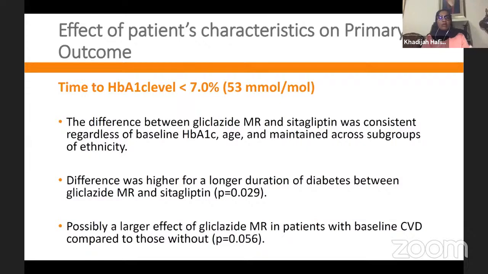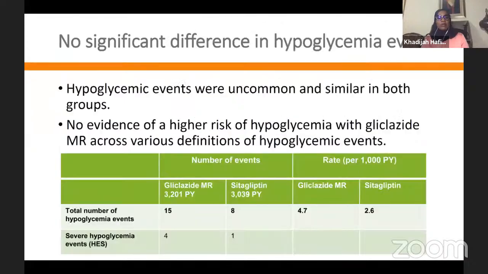So the time to achieve a hemoglobin A1C target that's less than 7% was much higher in the patients that were actually initiated on gliclazide MR as opposed to sitagliptin. And that difference did not vary depending on the duration of the diabetes. It was almost similar between the two arms.